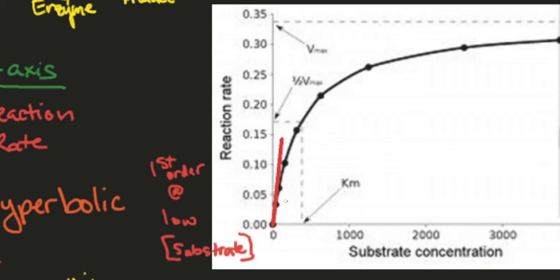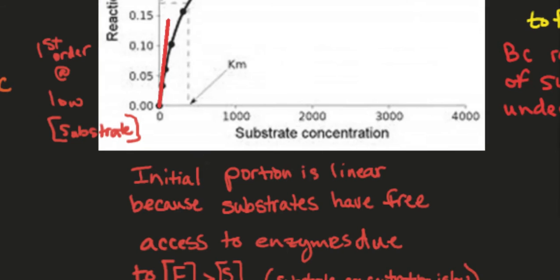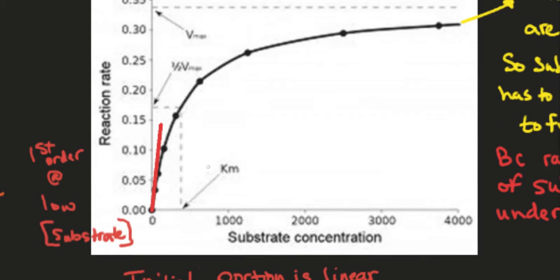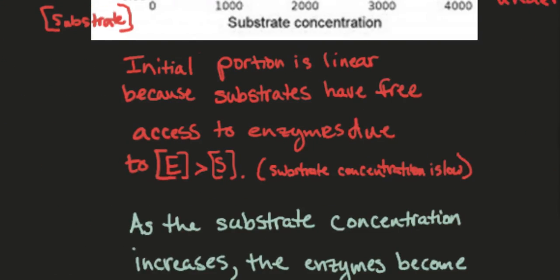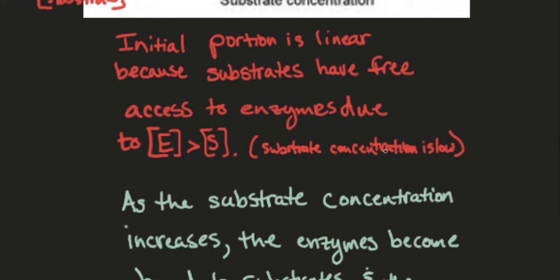But as you start to increase the substrate concentration, you start to fill up all the enzymes, and what happens is you get this tapering off effect here. It starts to go off to the Vmax limit. So the substrate has free access to enzymes due to the enzyme concentration being larger than substrate concentration.